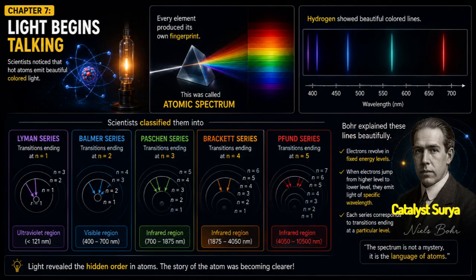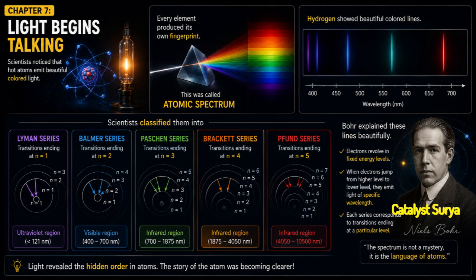Every element produced its own unique pattern, almost like a fingerprint. This pattern became known as the atomic spectrum. Hydrogen produced several groups of colored lines. Scientists named them the Lyman series, the Balmer series, the Paschen series, the Brackett series, and the Hund series. Bohr's model explained exactly why these spectral lines appeared.